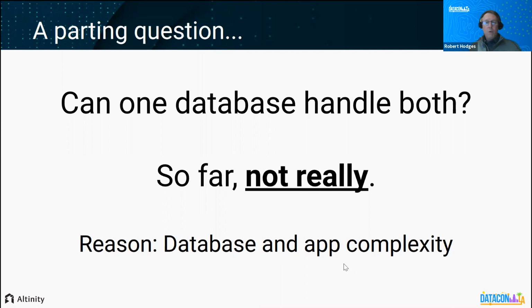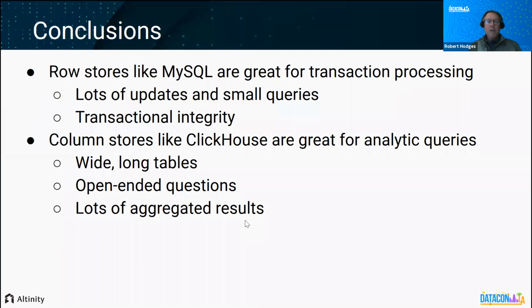So with that, just a quick summary. Row stores like MySQL, conventional relational databases, are great for transaction processing. Doing e-commerce, running a website, doing anything that involves transaction processing, where you have lots of updates, small queries, and you need transactional integrity, MySQL is great. And databases like Postgres are just as good. Column stores like ClickHouse are wonderful for analytics. So tables that are wide and long, running into trillions of rows, asking open-ended questions, where people are just slicing and dicing the data, and then with lots of aggregated results.